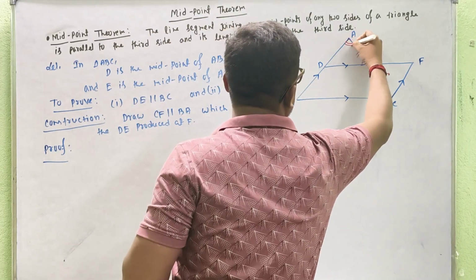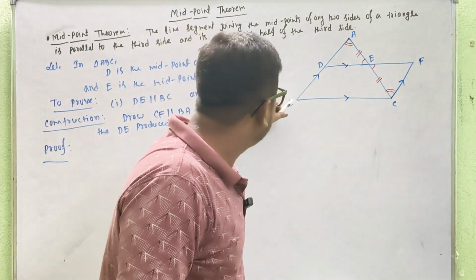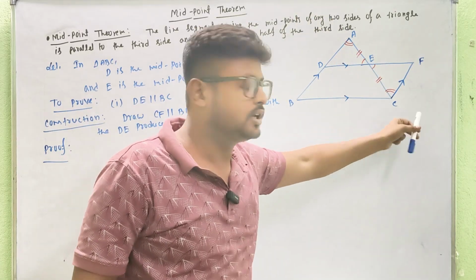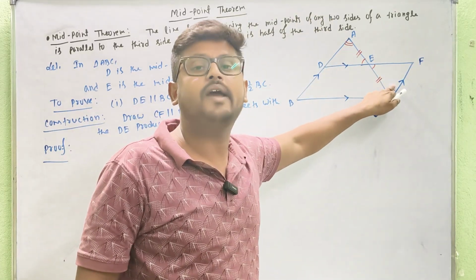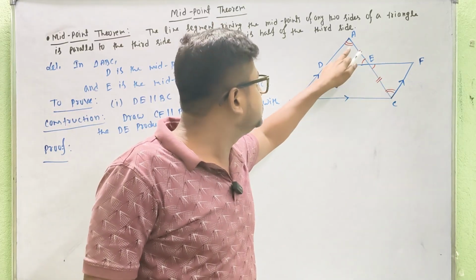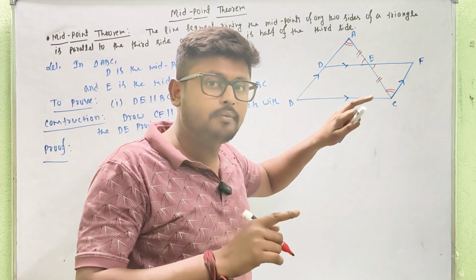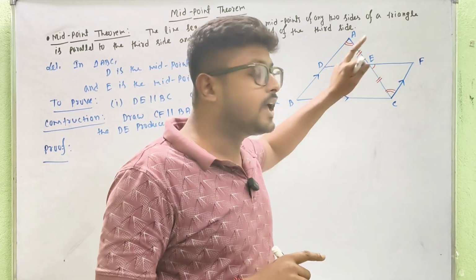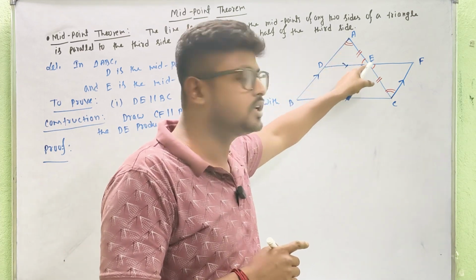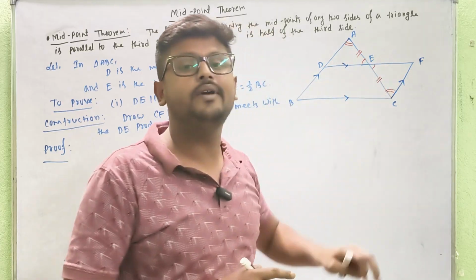Which part will be equal between these two triangles? Clearly, this angle and this angle will be equal. Why will these two angles be equal? Because BA and CF are parallel and AC is a transversal. So these two angles are alternate angles. Thus we see that this angle is equal, this angle is equal, and this side is equal. So by the angle side angle property, because two angles are equal and the side included between these two angles is equal, these two triangles will be congruent.